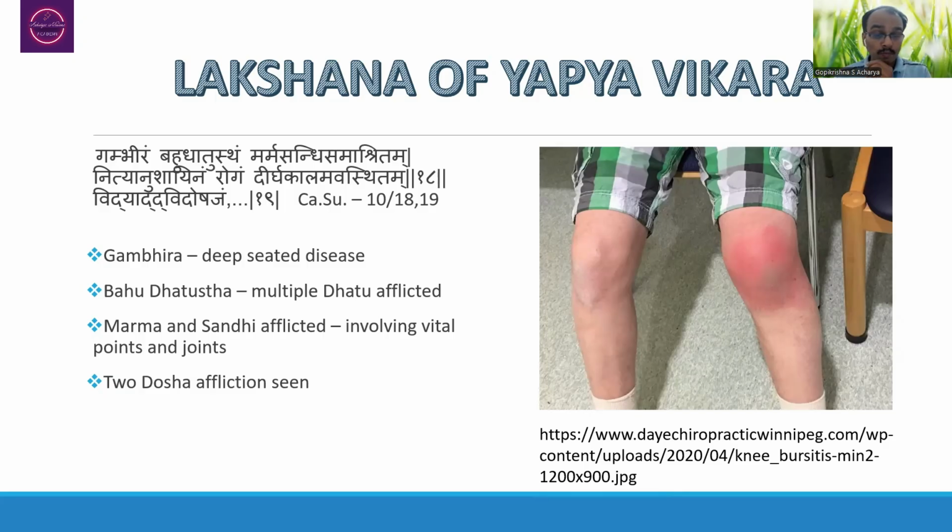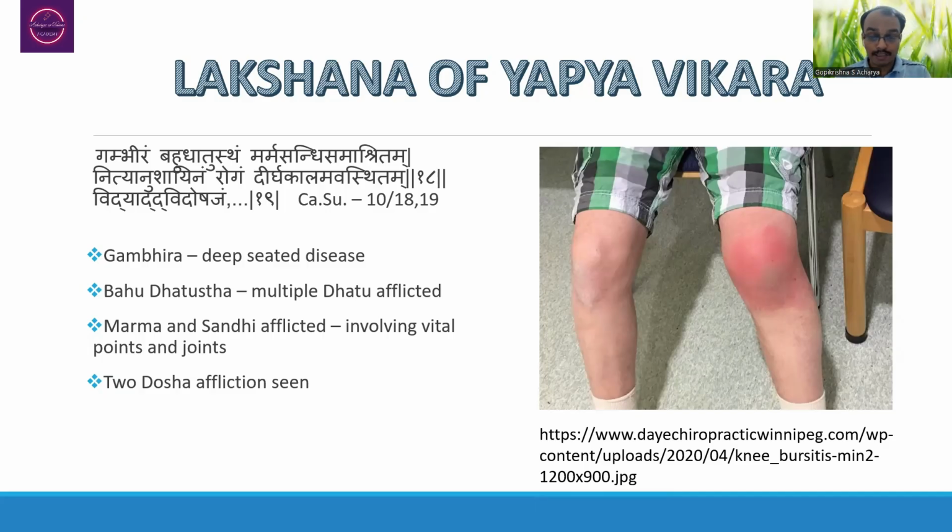Bahudhatu stham, that is multiple dhatu affliction can be seen. When you think about the left knee joint, it has redness, so that means there will be an affliction of Rakta dhatu also. In that situation, Bahudhatu stham, that is Rakta and Asthi dhatu affliction, can be observed. And Marma Sandhi affliction: as the left knee joint is afflicted, Sandhi is afflicted, and Marma, in the sense, the Madhyama Roga Marga affliction can be seen here.